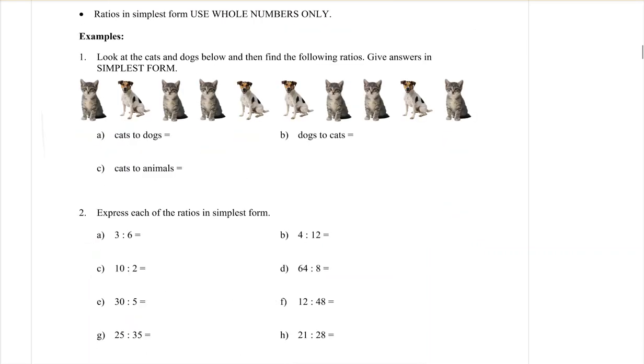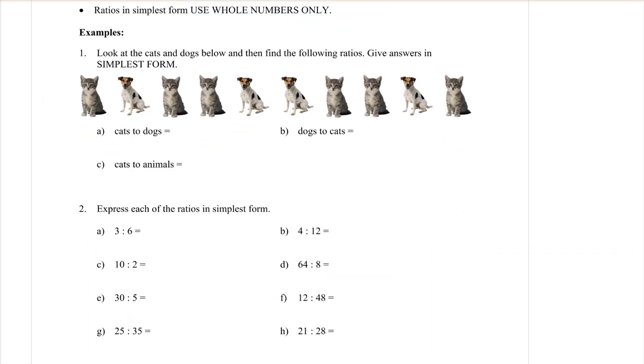All right, examples. Number 1, look at the cats and dogs shown below and find the following ratios. Give your answers in simplest form. So first we want the ratio of cats to dogs. So we count up how many cats there are. 1, 2, 3, 4, 5, 6. 6 cats. Then we want to count how many dogs there are, which is 4.